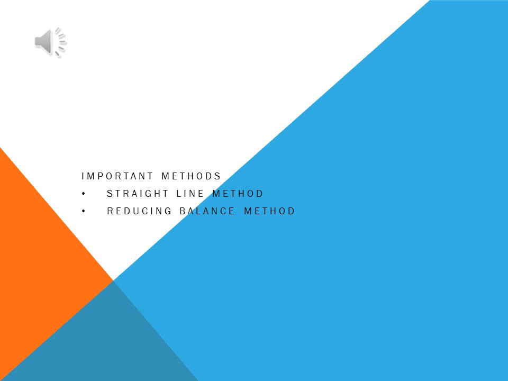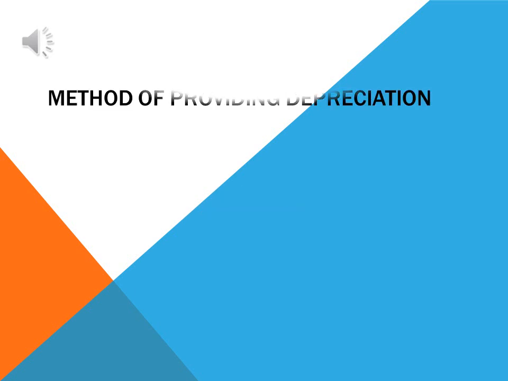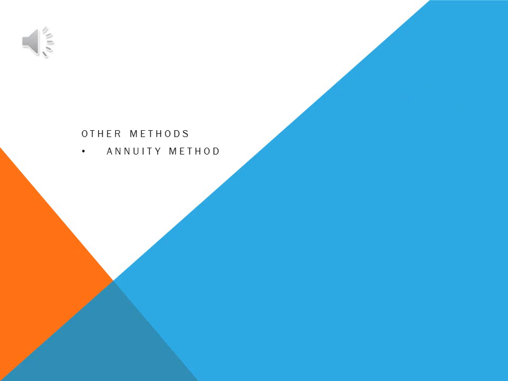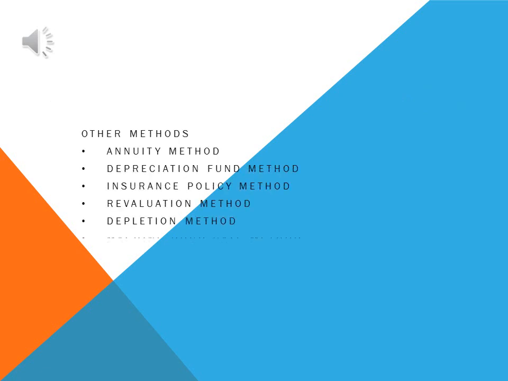It's time to have a look at other methods as well. In the list of other methods, the first one we have is the annuity method, then the depreciation fund method, insurance policy method, revaluation method, depletion method, and machine hour rate method.